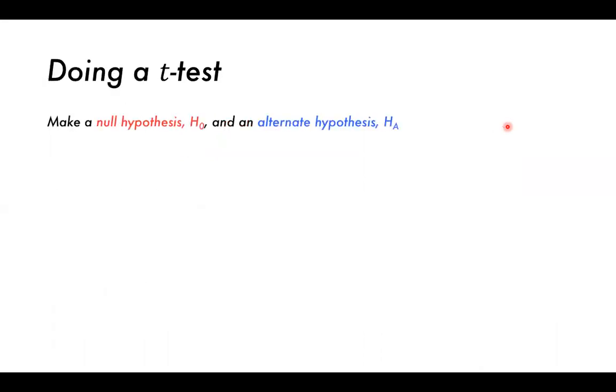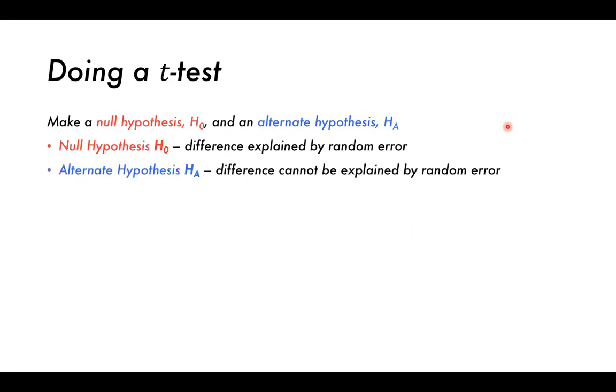So how do we conduct a t-test? Well, first we have to make a null hypothesis, H0, and an alternative hypothesis, which is HA. So the null hypothesis, H0, is the difference explained by random error, and the alternative hypothesis describes the difference that cannot be explained by random error. So if the difference between the two sets of data is random, then the null hypothesis will be accepted, and if not, then the alternative hypothesis will be accepted.